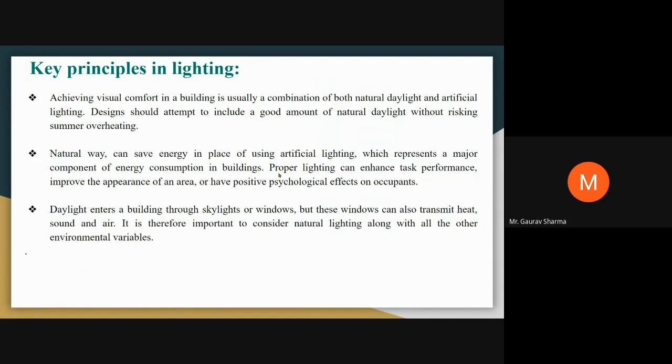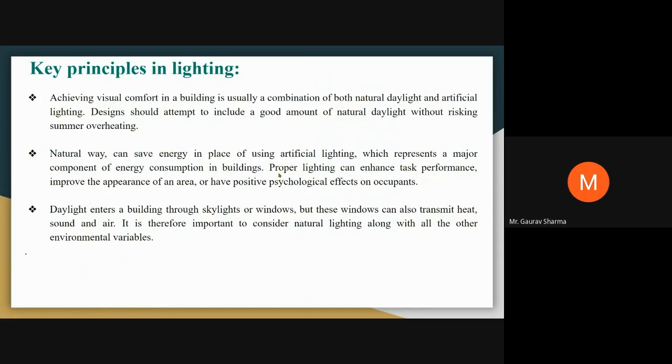So achieving visual comfort in a building is usually a combination of both natural daylight, as I told you, that you have to be dependent on the natural lighting, but as and when required, the artificial lighting should also be available over there. Now, for artificial lighting, if you want to make a green home, then you can make this arrangement with the help of green energy. That means you can use solar panels, wind turbines, or biogas models. Okay, so in that way, you can produce the electricity also.